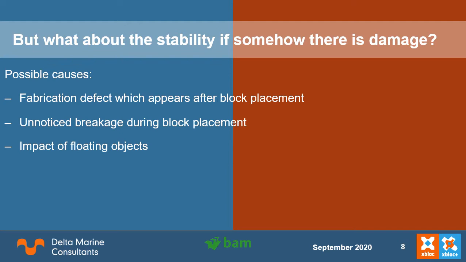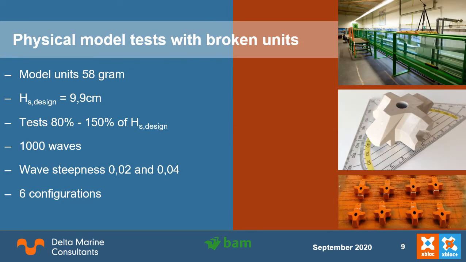Possible causes that we can think of how you could get damage to individual units would be a fabrication defect, which appears after block placement, or maybe the contractor places the block in a very rough manner and there's breakage of the block which is not noticed, or possibly impact of floating objects. For that purpose, we have done physical model tests. So Timon did lots of work for this.